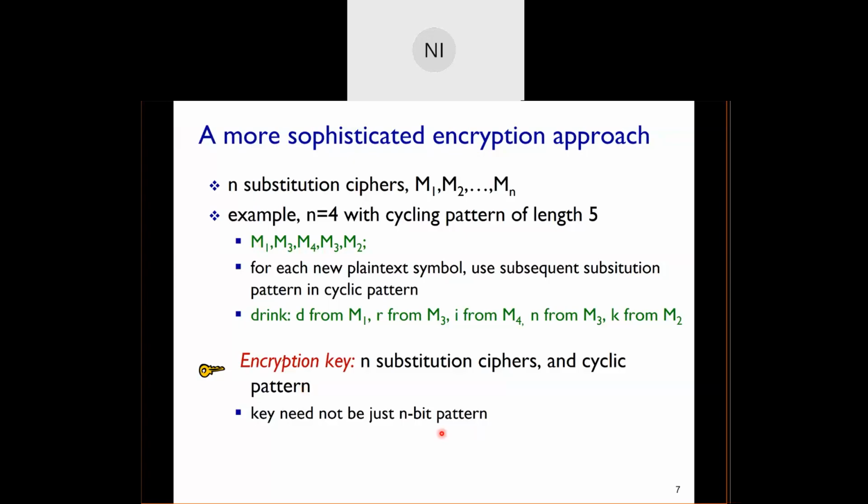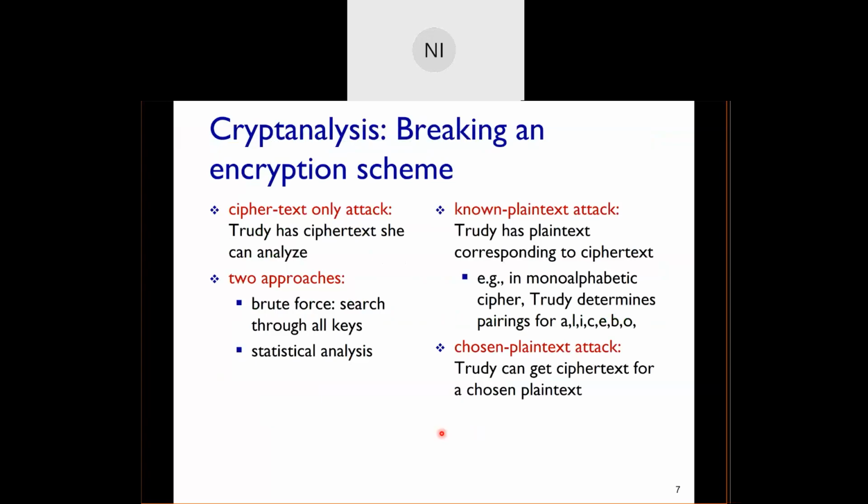So any queries or any comments on these naive or very early substitution ciphers that are out there? Okay, so there are no comments.